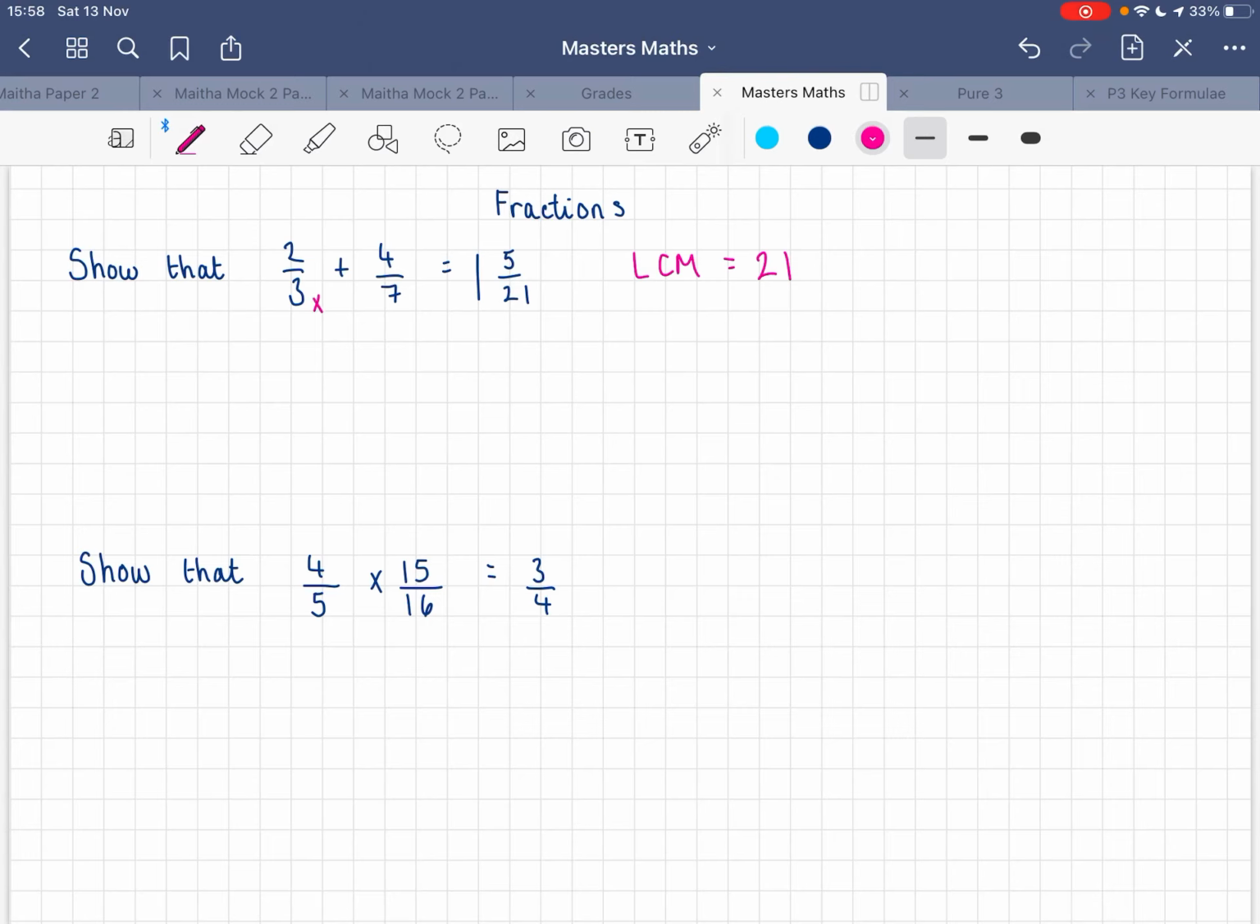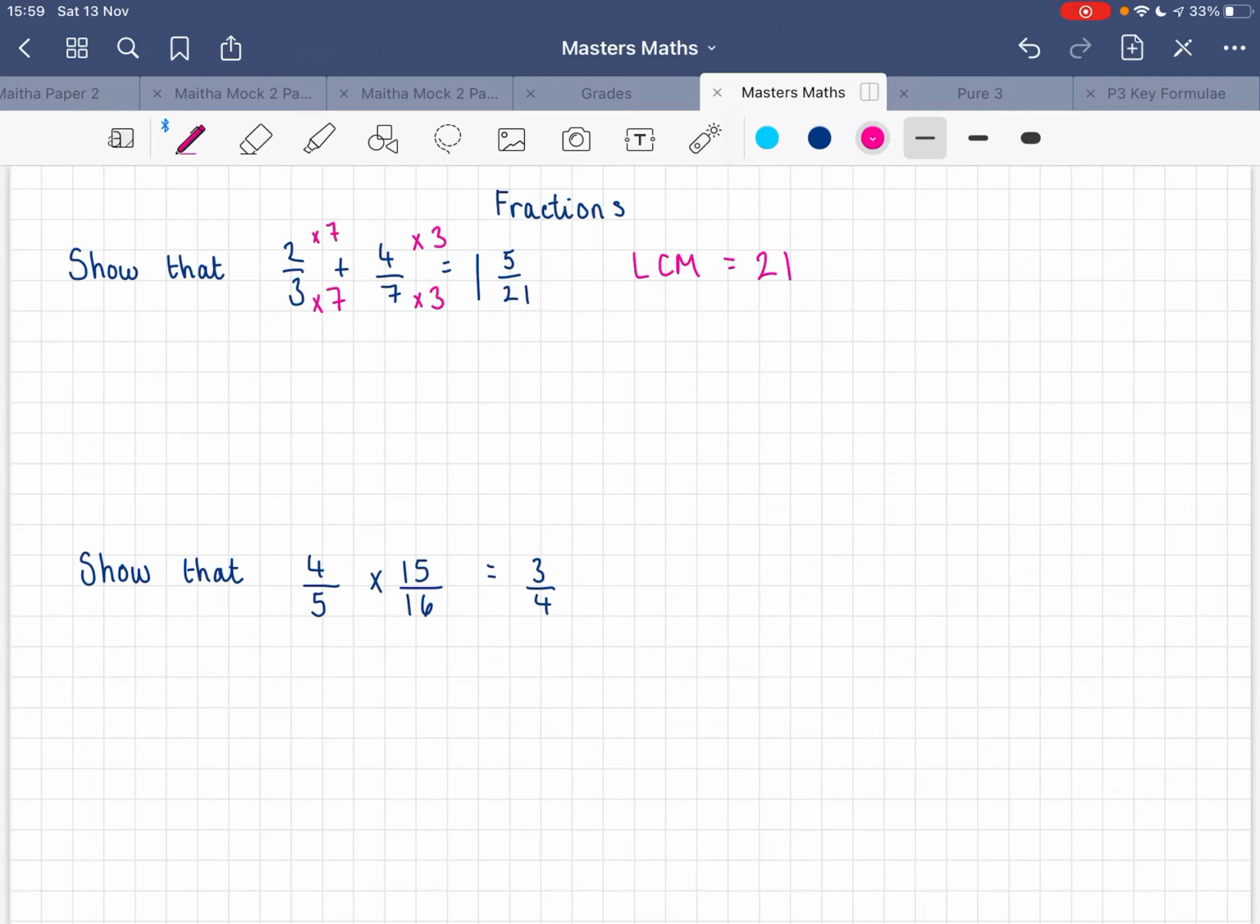So to change 3 into 21, I'm multiplying by 7. And then our golden rule with fractions: whatever we do to the bottom, we must do to the top to make it equivalent. So we have to multiply the top by 7 as well. The second fraction, we've got 7 on the denominator, so we're multiplying that by 3 to make it 21. And again, we have to multiply the top by the same to ensure the fractions stay equivalent.